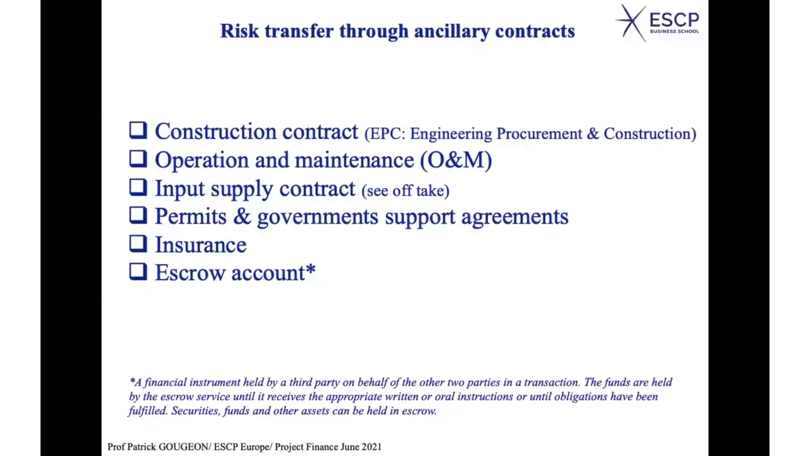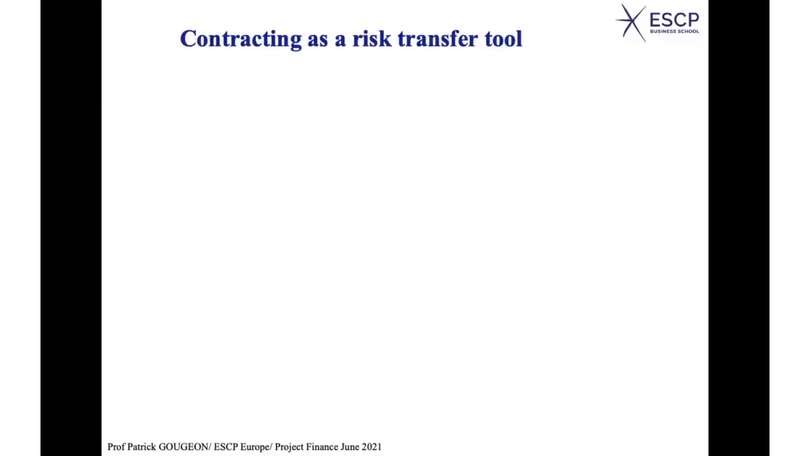Now, to conclude on this analysis of the various contracts which are commonly used in project finance, I want to discuss contracting in general, contracting which can be seen as a risk transfer. Why do I say it is a risk transfer? Let's assume we have a joint project and we want to sign a contract between us to develop this project. Well, what will we find in this contract?